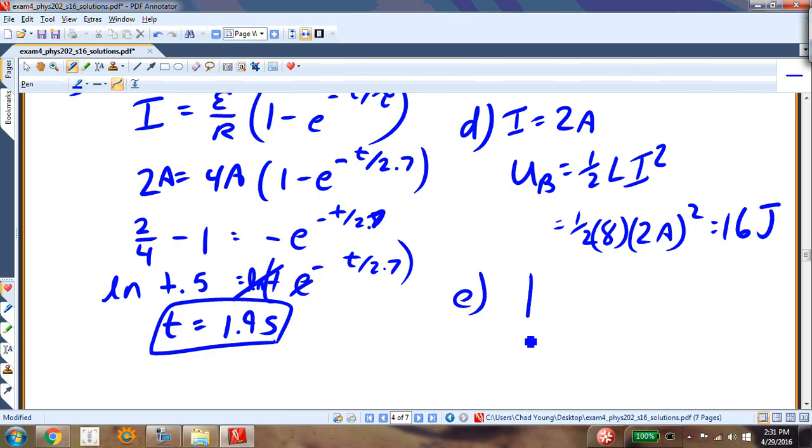And then finally, draw a graph of this, of I versus t. It looks like this. It approaches this 4 amps. 4 amps, yeah, that's your equilibrium.